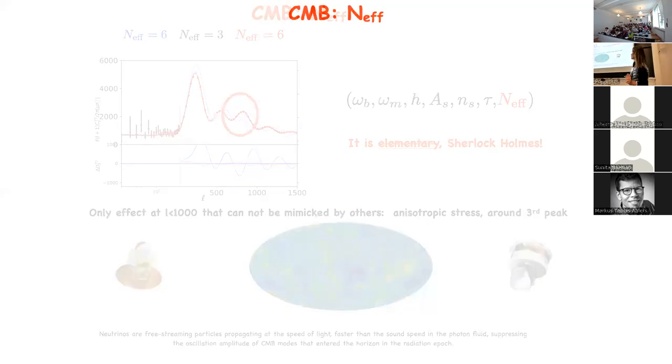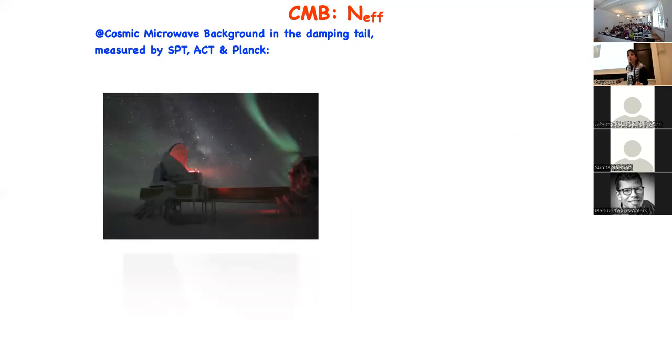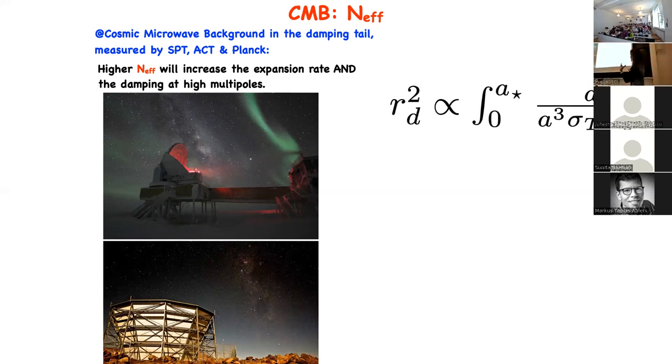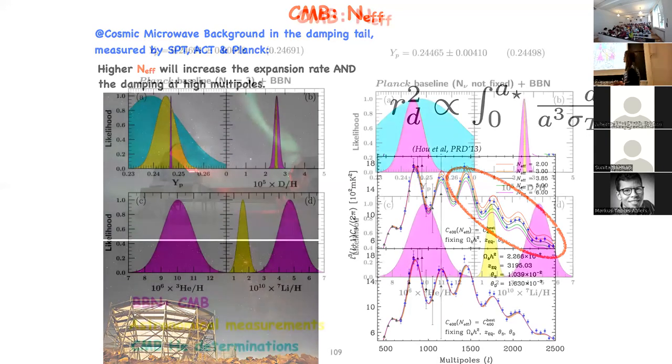So if instead we go to the high multipole region, as measured by the South Pole Telescope and by the Atacama Cosmology Telescope, a higher N_eff will increase the expansion rate and also the damping at high multipoles, okay? And here I show you the damping length. So you can clearly see how a higher N_eff will decrease the height of these high multipole peaks. And that's why we learn about N_eff in the CMB: in these high multipole peaks, above 1,000. Below 1,000, no, because there are plenty of degeneracies. We cannot learn much about N_eff at low peaks, okay?